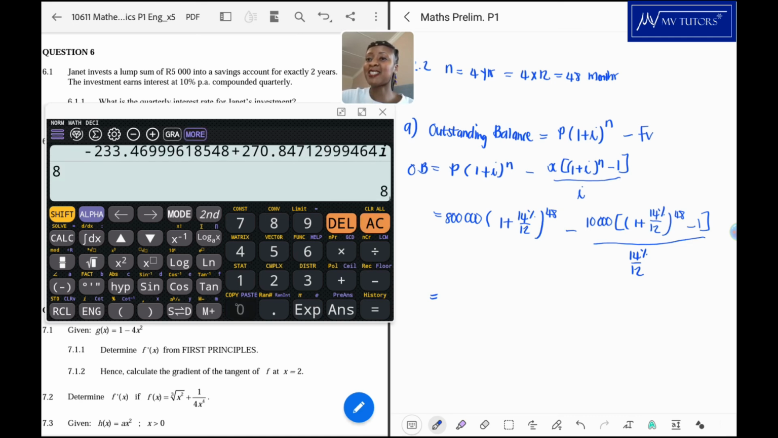Let's risk it. 800,000 times 1 plus 14% all over 12, okay, to the power 48. Okay, you could actually just get the value here, but because I don't want to wash down my values, I want to take everything as is. Okay, so another bracket, and then we have 10,000. But the danger here is if you make an error, you are in trouble. Okay, so 14% all over 12.